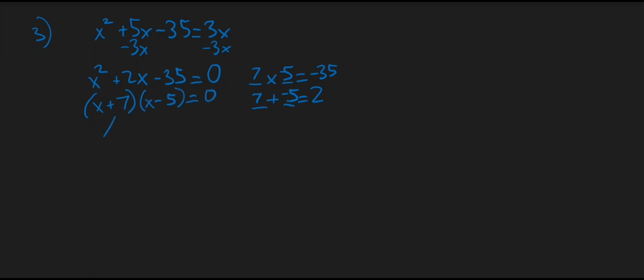And then we can set them both equal to 0, so either x plus 7 should be equivalent to 0, or x minus 5 should be equivalent to 0. Then if we subtract away 7, these are just one-step equations, and we end up with an x value of negative 7. And for the other case, if we add 5, then that would give you an x value of 5.